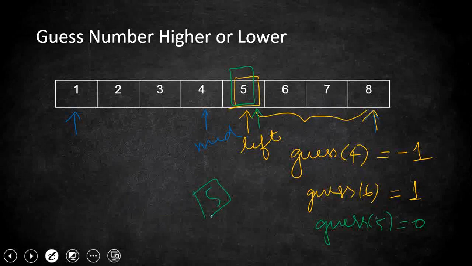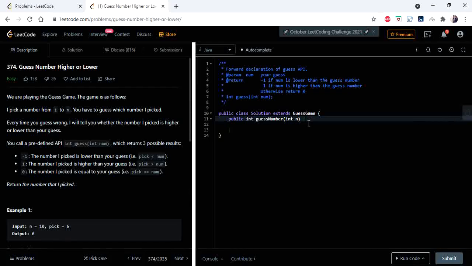Though the previous solution is easier, this algorithm is going to work in big O of log n time complexity because of the binary search rule, and big O of 1 space complexity. Hope you're understanding this solution. Let's get back to the code.